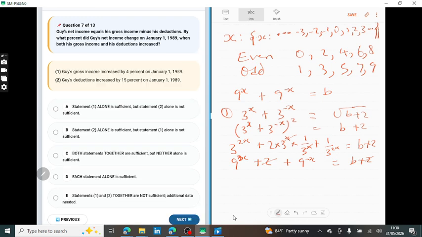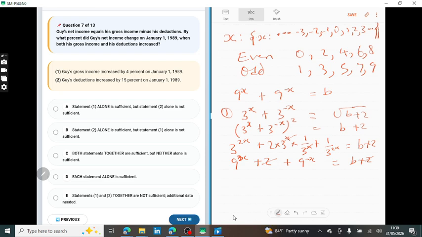Guy's net income equals his gross income minus his deduction. By what percent did Guy's net income change on January 1, 1989, when both his gross income and his deduction increase? Statement 1: Guy's gross income increased by 4% on January 1, 1989. Now, this is not sufficient because to find the net income, we need gross income and deduction.